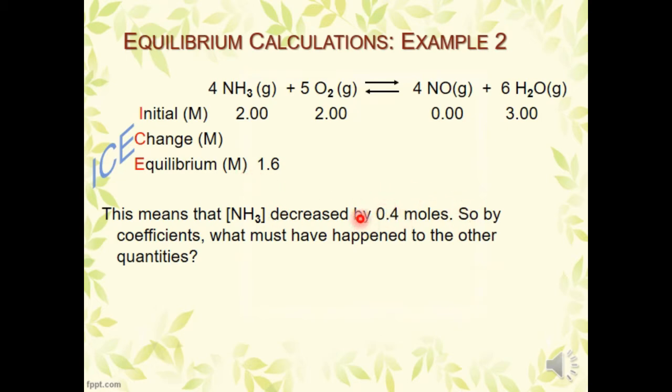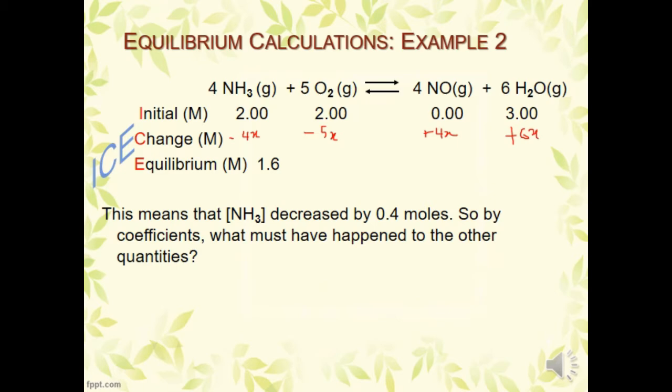So how to find the rest? For the change, we use minus 4x for this one, right? So this would be minus 5x. Look at the coefficients, I'm sure you already know this. This would be plus 4x, and this would be plus 6x.